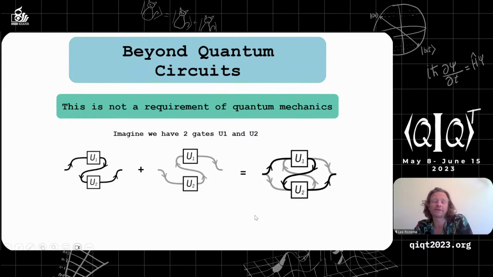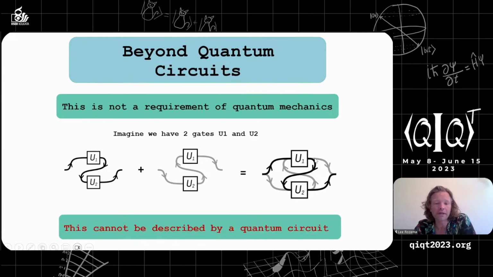But quantum mechanics would also allow us to do something a little bit more exotic. We can also take these wires and put these wires in a superposition. If we do this and we send our quantum state into these wires in a superposition of the black wire and the gray wire, that quantum state is going to experience these gates in a superposition of both orders at the same time. And this is something that can't be described by the quantum circuit model.